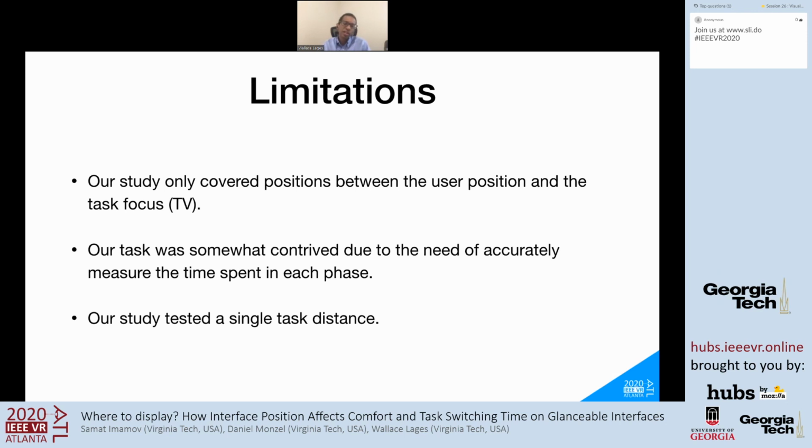Finally, our study also tested a single task distance, right? It was just a single task at the TV. And testing multiple distances would allow us to control for effects that are specific to the headset, for example, focal distance. So that's all I have.